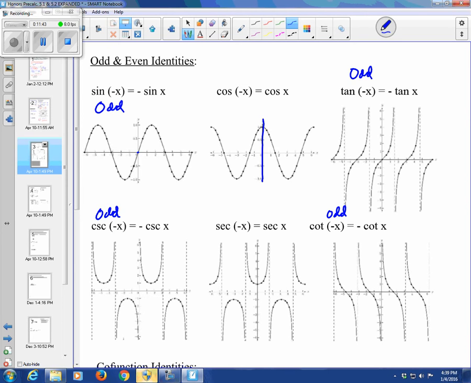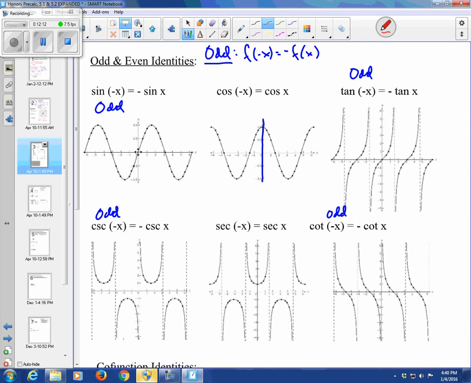Since all of these trig functions are odd, we know that by the definition of odd functions, if a function is odd, when we plug in a negative x, it's the same as making the function negative. So when we plug in a negative rotation, it's the same as making that trig function negative. Right? So immediately we can say that sine of negative x is equal to negative sine of x, and that follows for all the other odd trig functions.